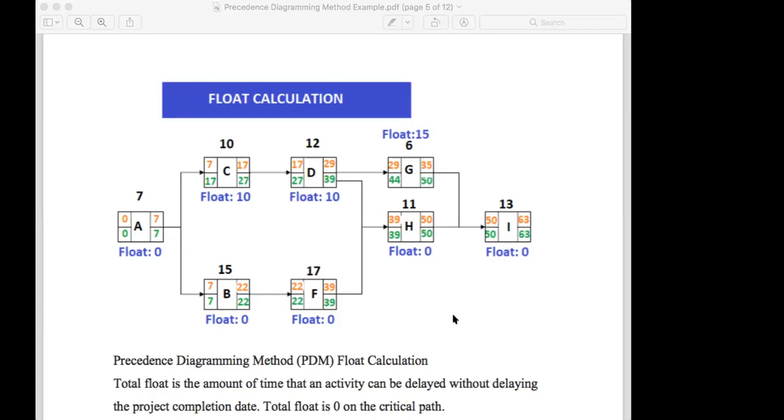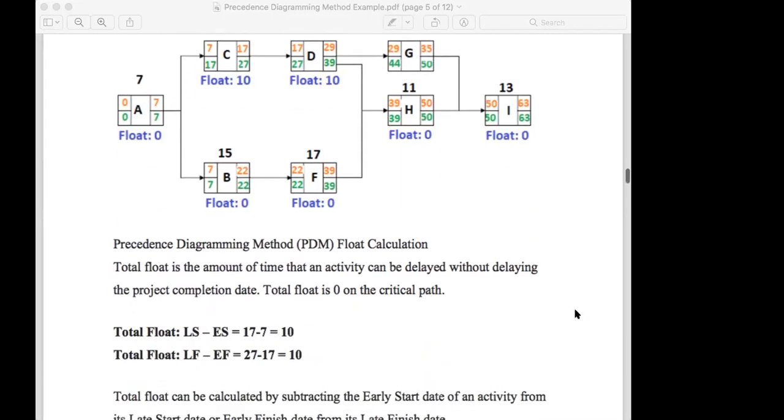That's no problem. So you can see there's a path where every float is 0. See? That is the critical path. When total float is 0. Now this is not a critical path because we have the float. Yeah, A, B, F, H, I is the critical path. Float is 0. Very simple.